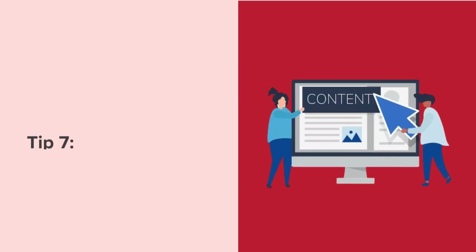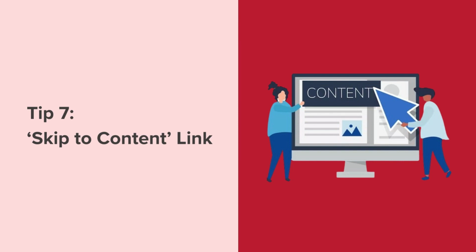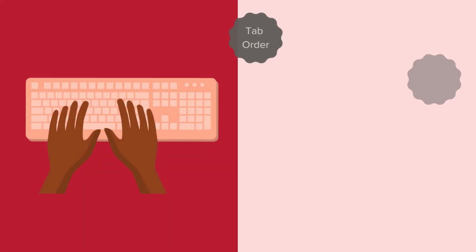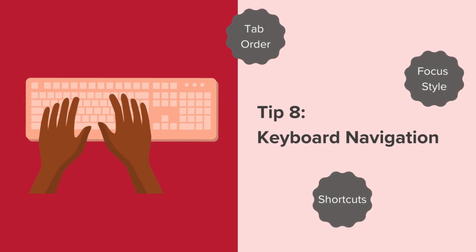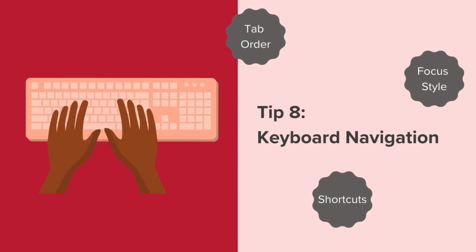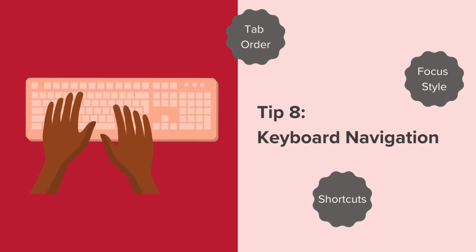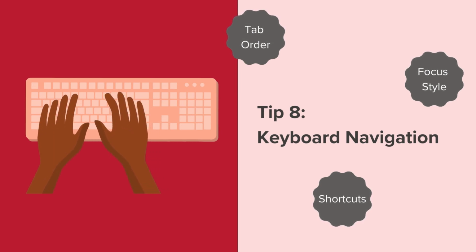Tip number 7. You can add a skip to content link for users to bypass repetitive navigation. This technique is ideal for a good user experience when using assistive technologies. Tip number 8. Enable keyboard navigation. Create a logical tab order, use distinguishable focus styles, and provide unique keyboard shortcuts that will help the people using keyboards to easily access your web content.